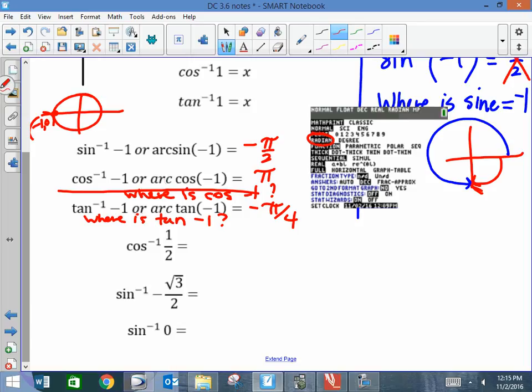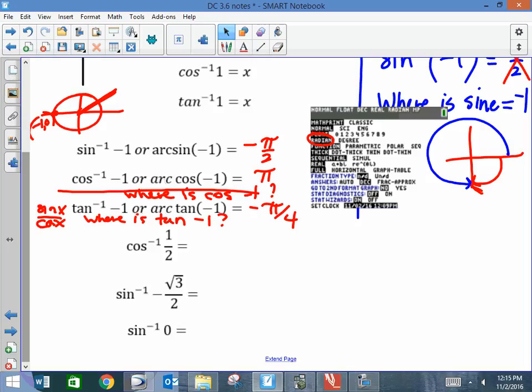Okay. But remember, tangent is sine over cosine. So we have to figure out where the sine and the cosine are the same. That's right here. Well, in order to be negative, we need to be in that second quadrant, fourth quadrant. Okay. All right. Good job.